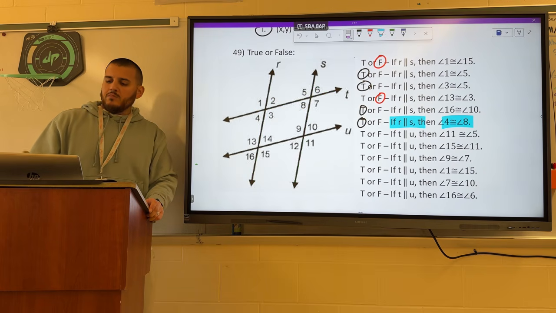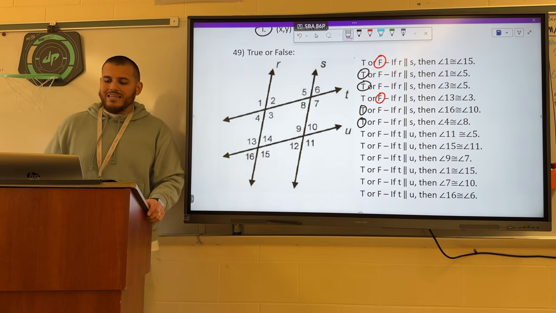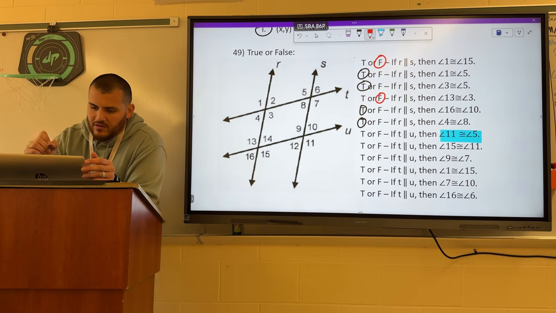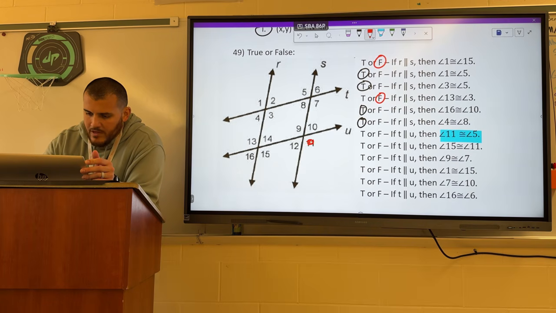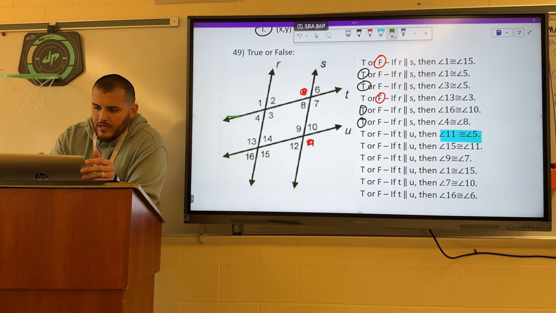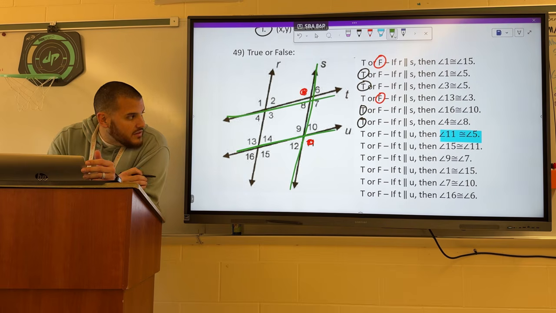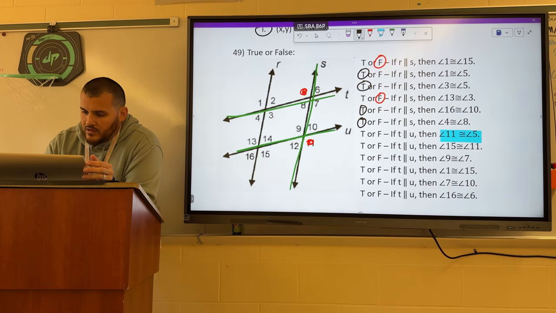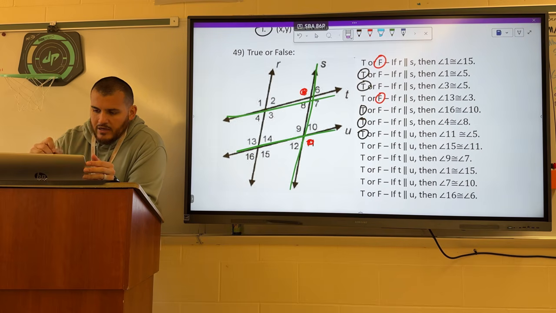Now we're switching it up. The rest of our options are looking at T and U. So our first one is regarding angles 11 and 5. There's 11, there's 5. Those are created by these 3 lines, alternate exterior angles on T and U. So absolutely, those are congruent on those parallel lines.